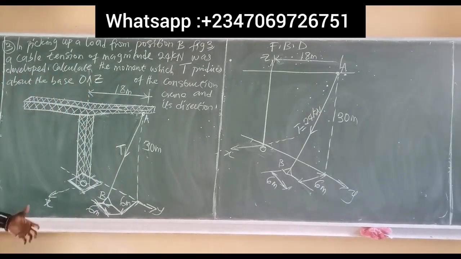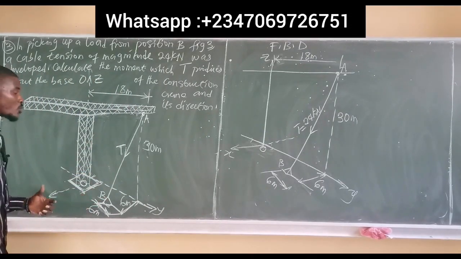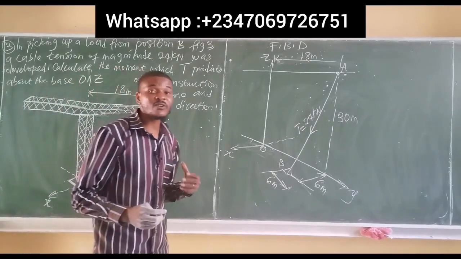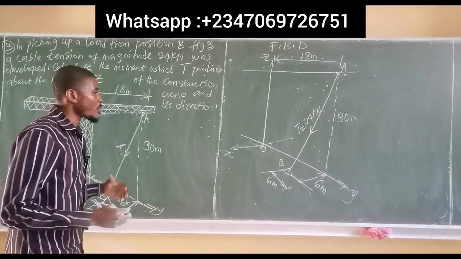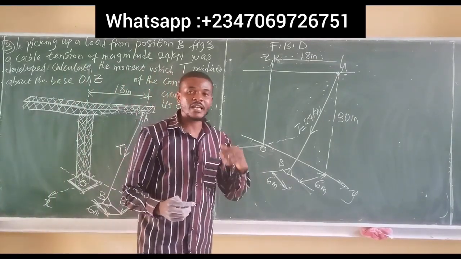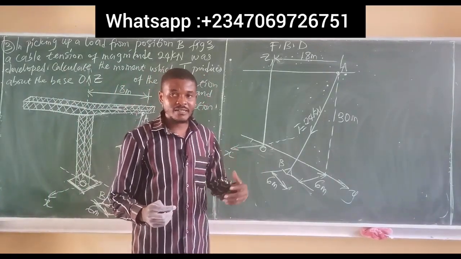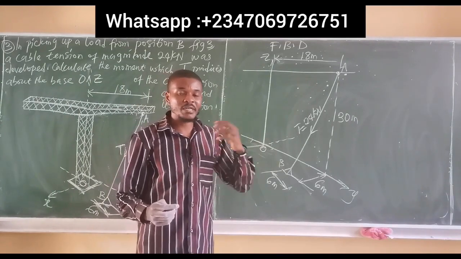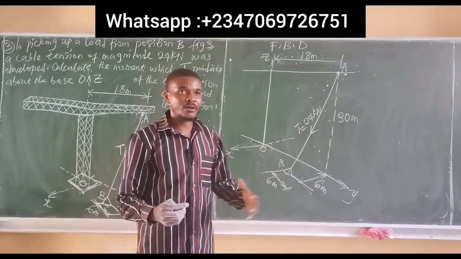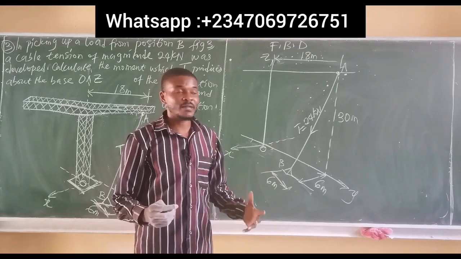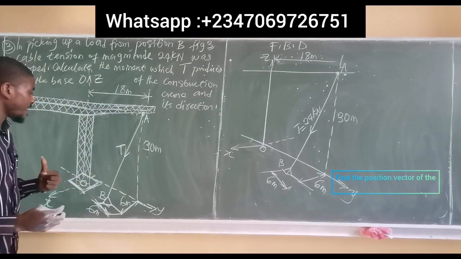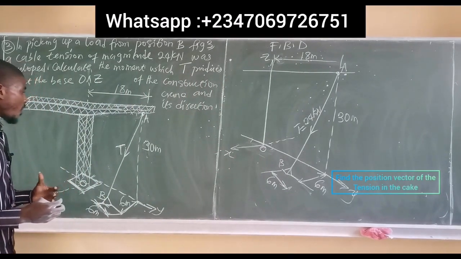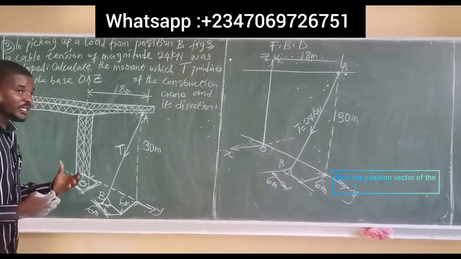Now the question says we should find the magnitude and direction of the moment caused by this force. So you know that moment, first of all, is force times distance, and since this force is in space, then we have to find the position vector of the tension force in that cable first. Then we can use that idea to find the moment. So we did this in the second video, so you can as well watch the second video for proper understanding. Now the first thing to do is to find the position vector of the tension in the cable.